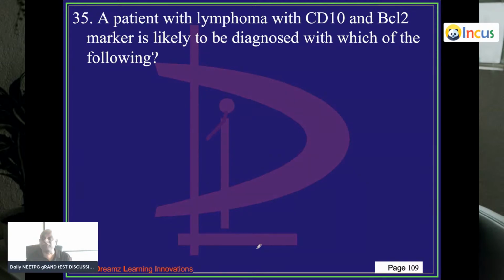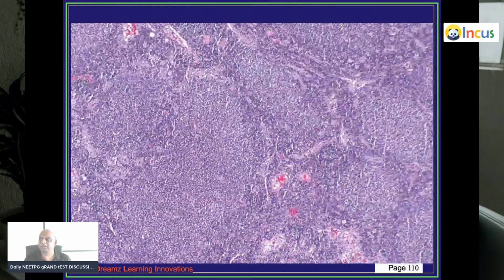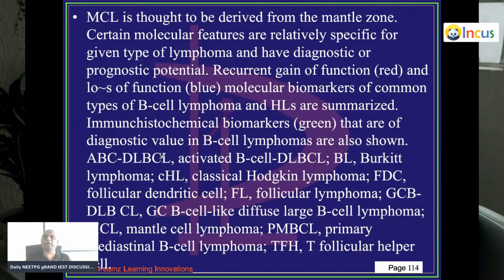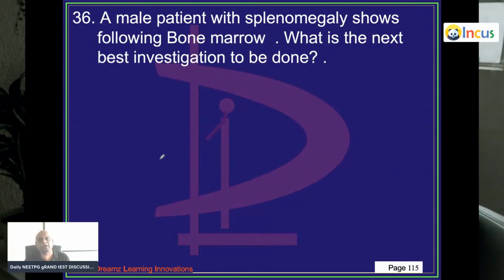A patient with lymphoma, with BCL2 marker, CD10. So what is this? Follicular architecture. So it is a follicular lymphoma. So different types of Hodgkin, non-Hodgkin lymphoma, how to identify diffuse lymphoma, how to identify follicular, nodular sclerosing type, mycosis fungoides, everything you should read. Lymphoma, lymphoma, lymphoma. One question will come.